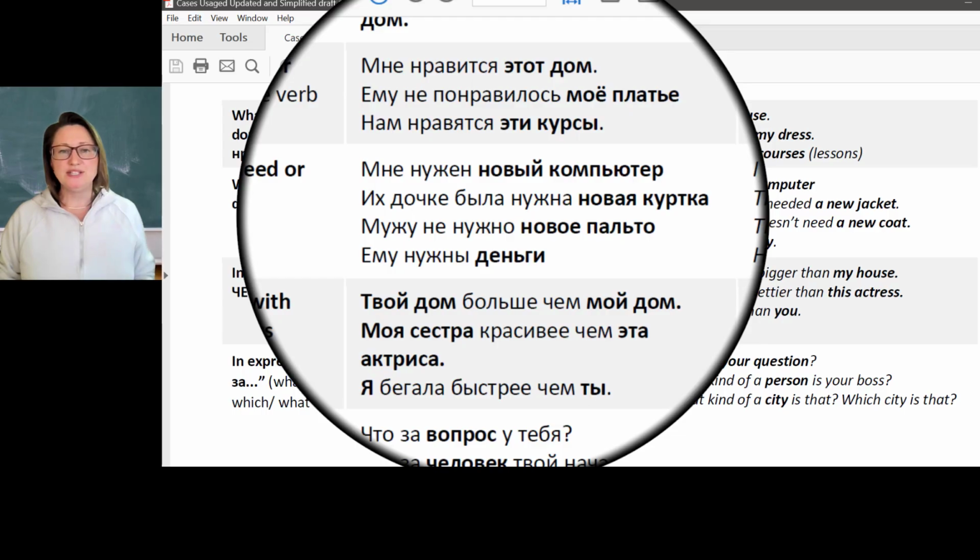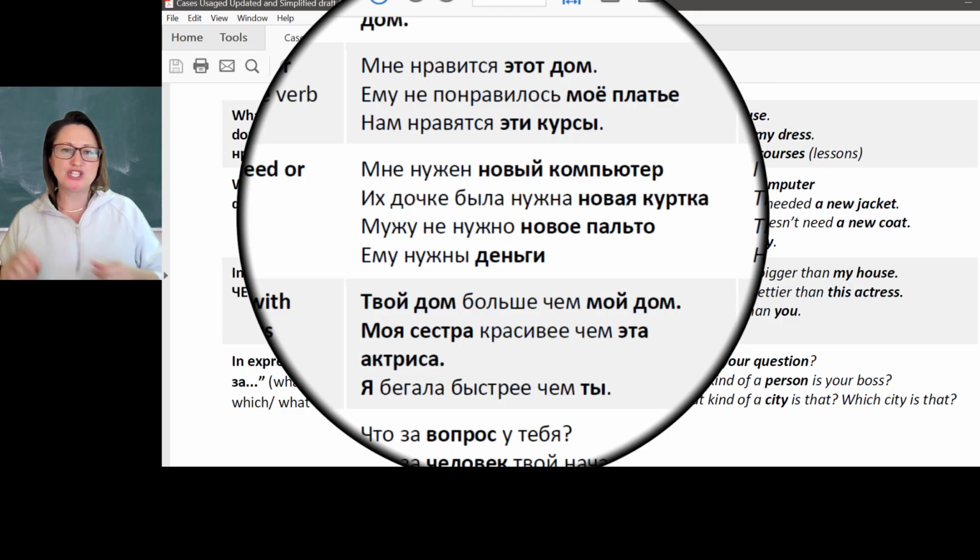So now let's take a look at the Russian sentences. I need a new computer is мне нужен новый компьютер. Their daughter needed a new jacket. Их дочке была нужна новая куртка. Please note how the past tense forms here. Next one is the husband doesn't need a new coat. Мужу не нужно новое пальто. He needs money. Ему нужны деньги. And I think you already noticed that we have a form of the verb, asterisk. I'll talk about it in a second.